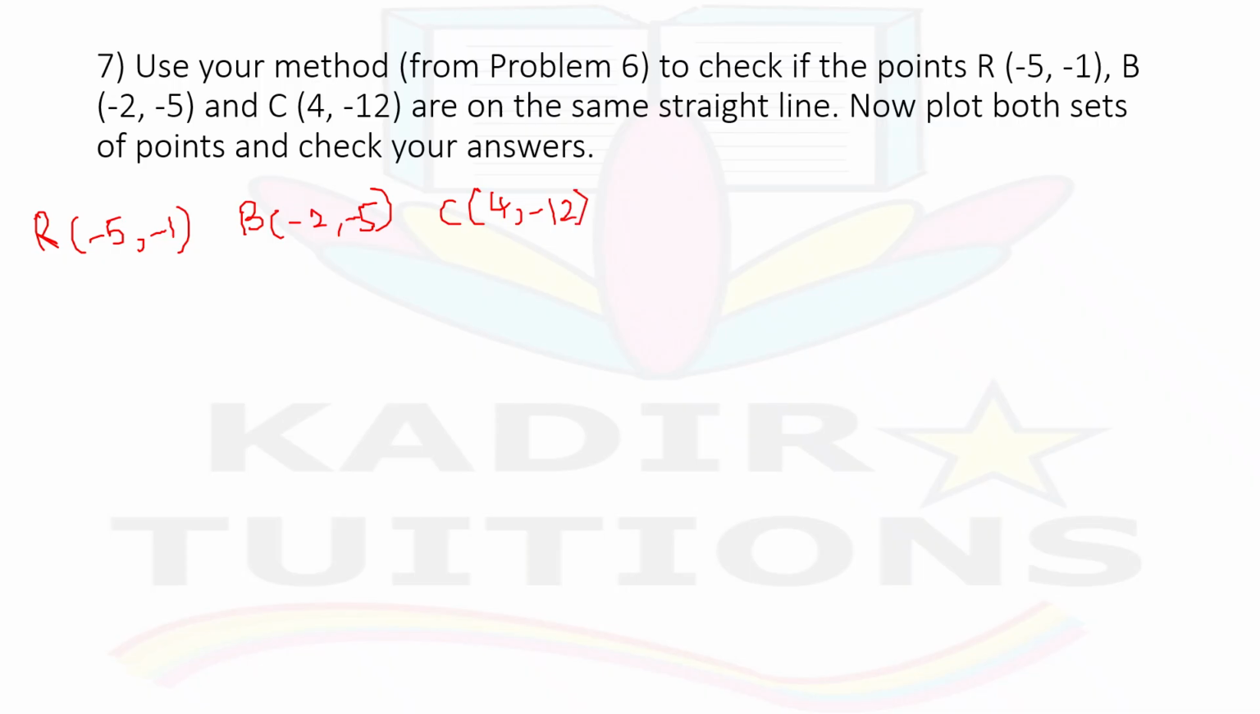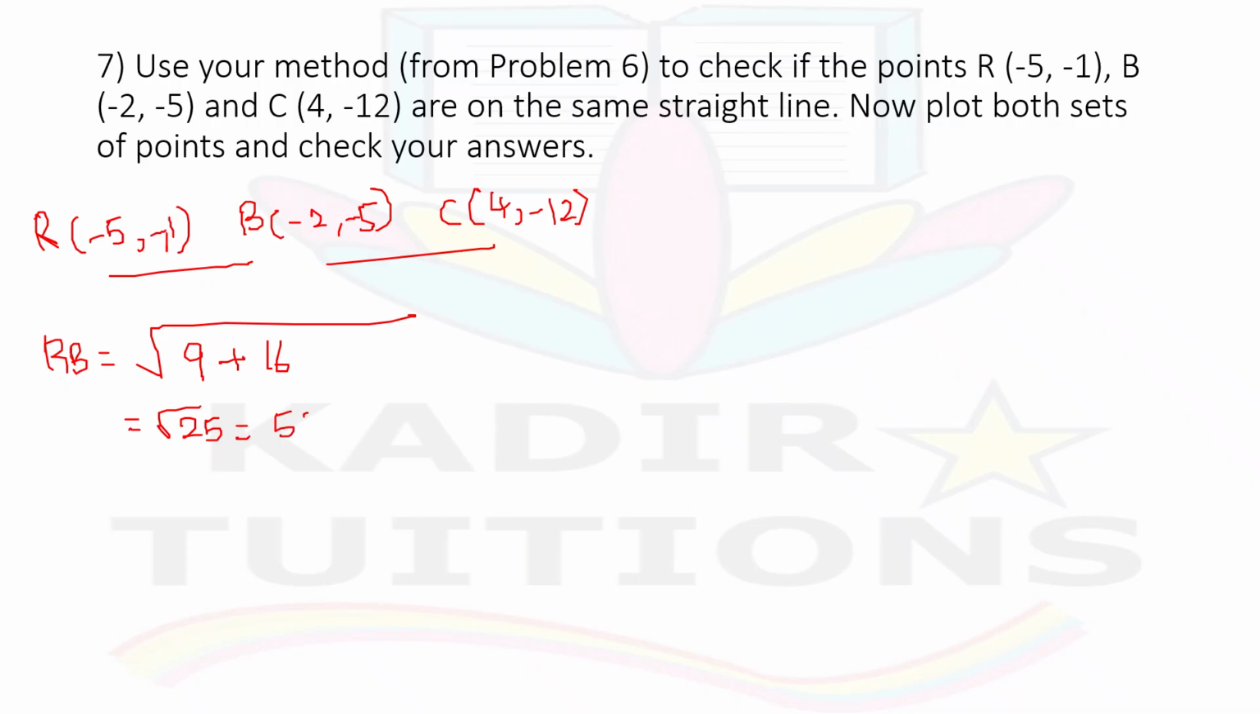To show the distances, first we need to find RB, then BC, and then we'll find RC. So first we are finding RB, using the distance formula. -5 minus of -2 is going to be -3, the whole square, which is 9. And then -1 minus of -5 is going to be +4. So we will be getting 4 square, it's nothing but 16. So what will be the answer for this? It is √25, which is 5 units.